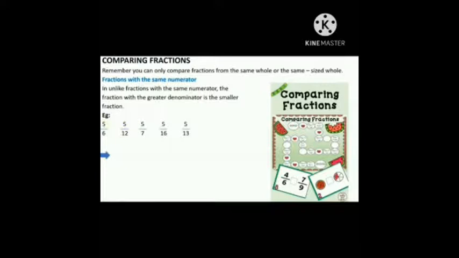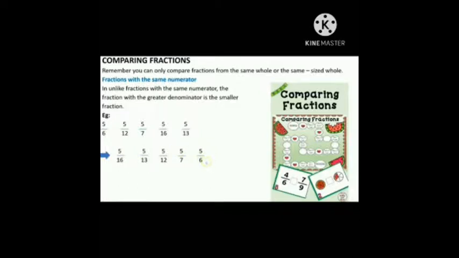So we will arrange in ascending order, small to bigger. It means 5 upon 16 is the smallest. All the numerators are the same, so at the denominator place we write first 16, then 13, 12, 7, and in last 6. Yes, 5 upon 16, 5 upon 13, 5 upon 12, 5 upon 7, and the greatest one is 5 upon 6.